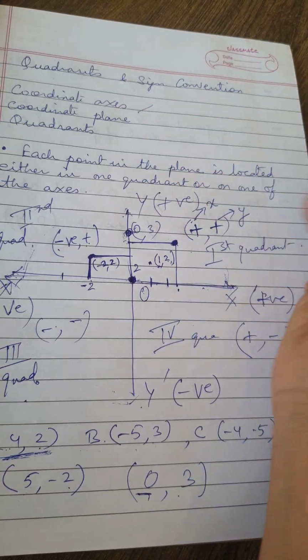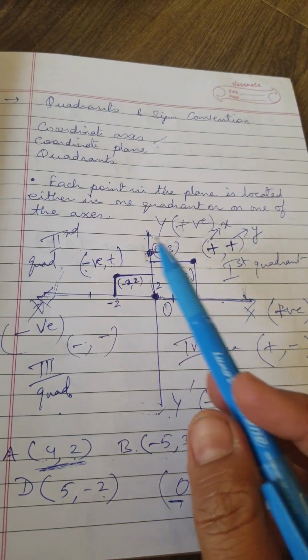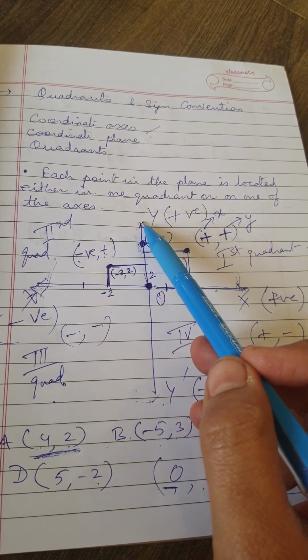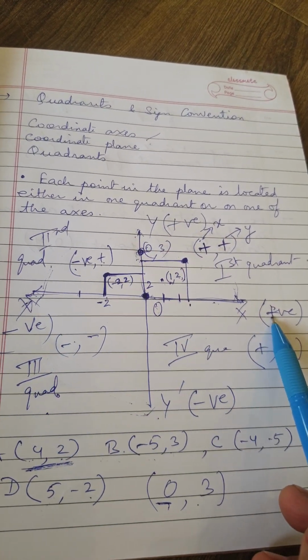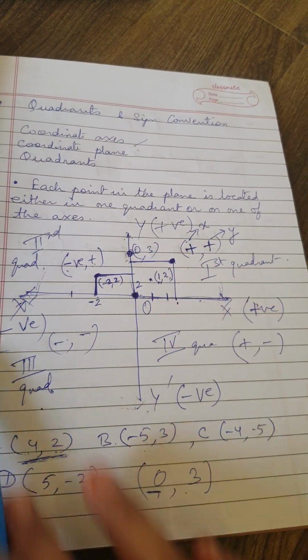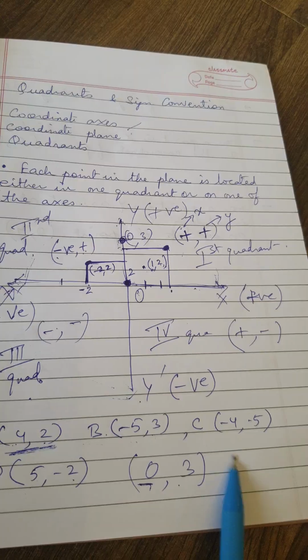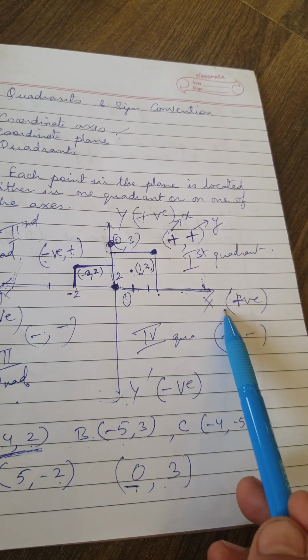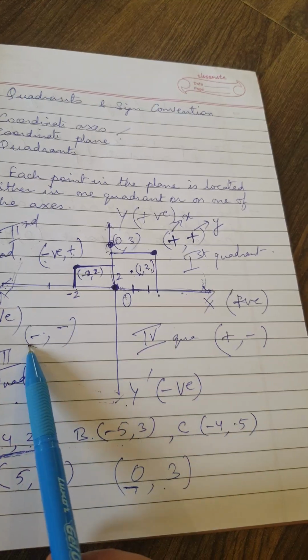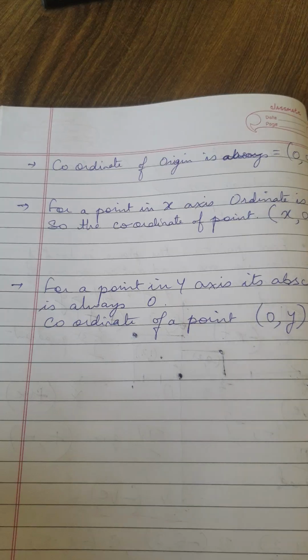So we have covered the coordinate axes. These are the terms which we use in this plotting. The coordinate axes are your XOX' and YOY'. This is known as the coordinate axes. The plane over which you are plotting is known as the coordinate plane, and these are called your quadrants. These axes divide this plane into 4 parts, and these parts are known as your quadrants.